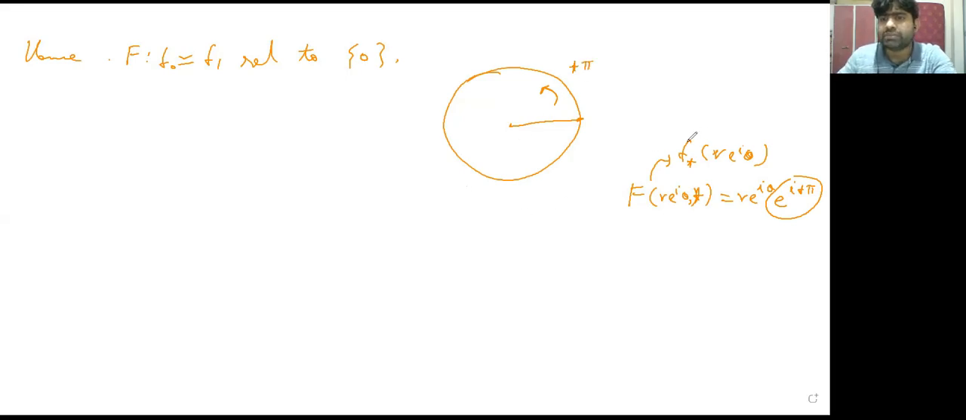So each F_t rotates the disk by an angle t pi. For t equal to 0, that angle of rotation is 0, which means that each point is fixed. For t equal to half, the rotation is by pi by 2, right? For t equal to 1 upon 4, the rotation is by pi by 4, right?